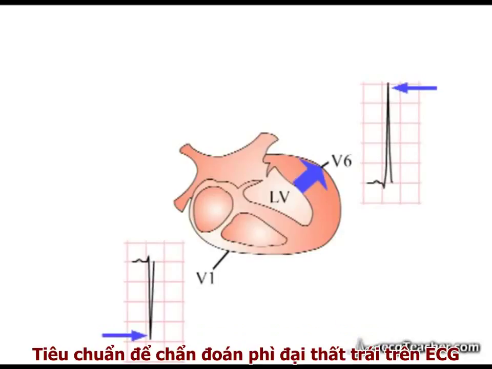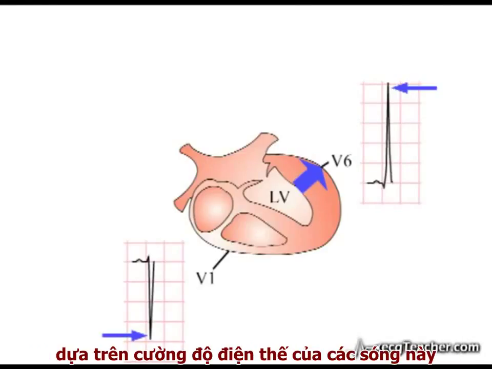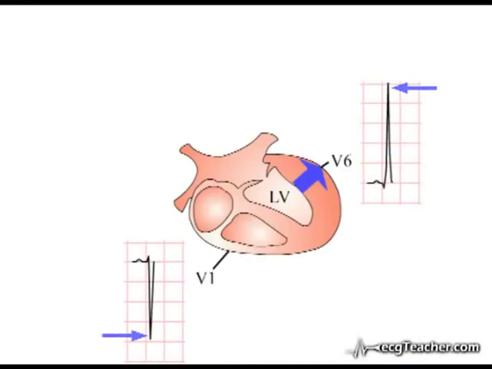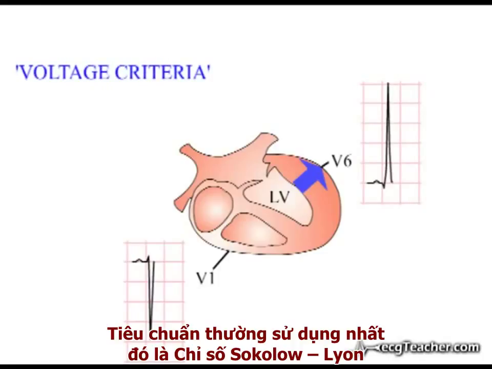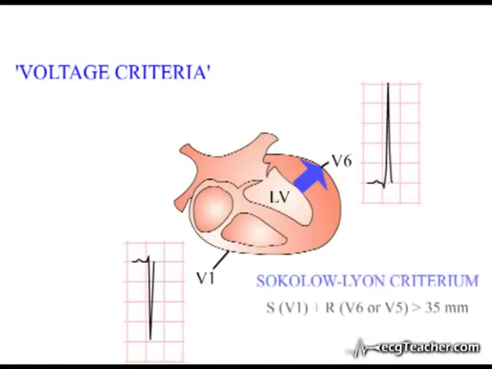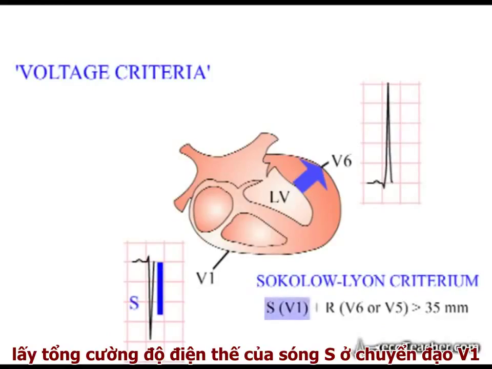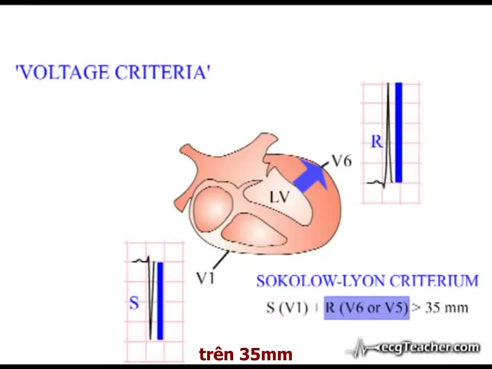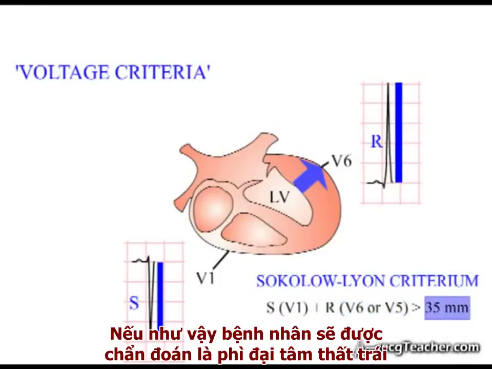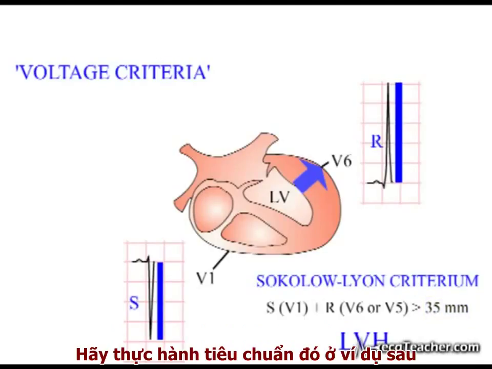Criteria to diagnose left ventricular hypertrophy from the ECG based on the magnitude of these deflections have been developed. These are the so-called voltage criteria, the best known of which is the Sokolow-Lyon criterion. This states that if the sum of the depth of the S wave in lead V1 and the height of the R wave in lead V5 or V6, whichever is the taller, is greater than 35 millimeters, the patient has left ventricular hypertrophy. Let's put this criterion into practice.